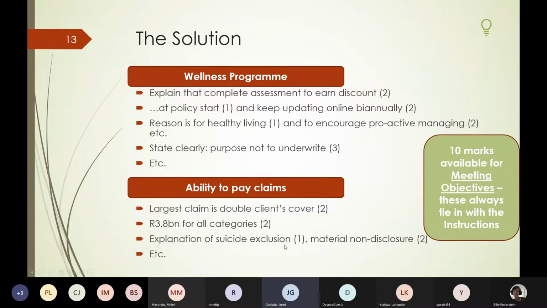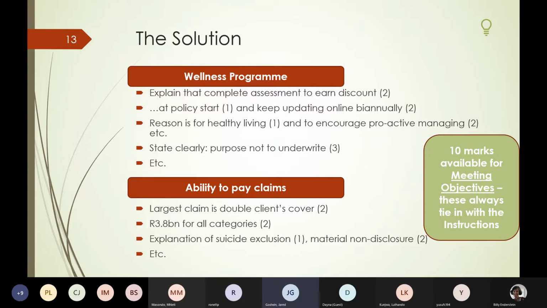If you explained what the suicide exclusion was, so remember they gave reasons why we would repudiate certain claims, that was worth 1 mark. If you explained what material non-disclosure is, that's 2 marks, because that was given in the solution to say material non-disclosure, we disallowed claims. And the reason why you'd be explaining those is because the client is going to worry about when you don't pay claims. So you have to put his mind at ease.